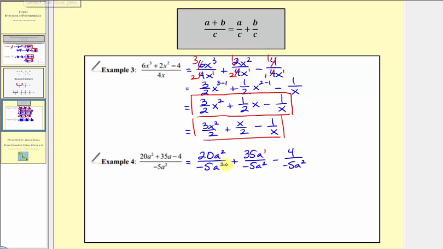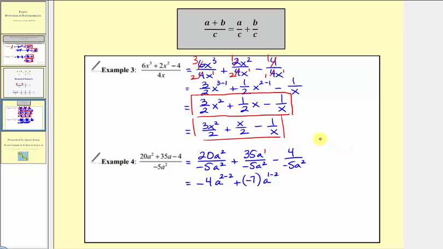So now simplifying the first fraction, notice how here we have 20 divided by -5, which simplifies perfectly to -4. And then we have a squared divided by a squared. Anything divided by itself is equal to 1, but applying our division property of exponents, we'd have a raised to the power of 2 minus 2, plus, here we have 35 divided by -5, which is equal to -7. So we have -7, and then we have a to the first divided by a to the second. That'd be a raised to the power of 1 minus 2.